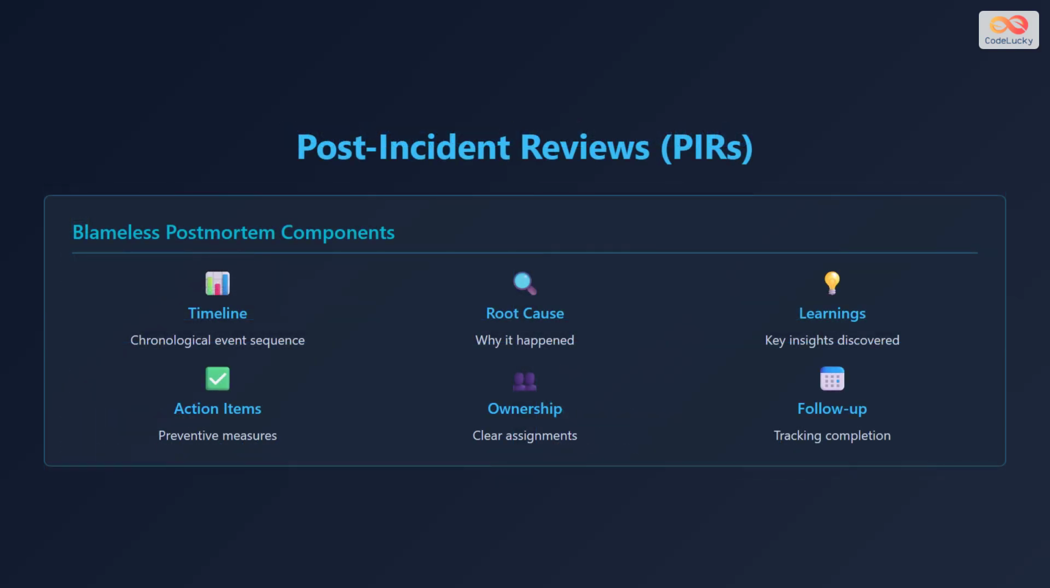Post-incident reviews, also called blameless postmortems, are essential for organizational learning. A complete postmortem includes a timeline showing the chronological sequence of events. Root cause analysis explains why the incident happened and what conditions allowed it to occur. Learnings capture key insights discovered during the incident. Action items are specific, measurable tasks to prevent similar incidents.